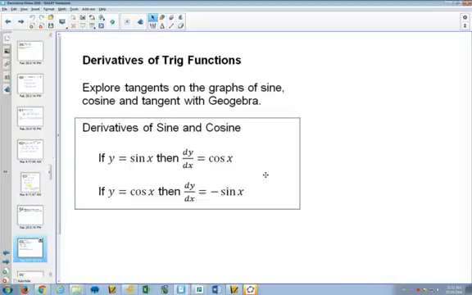So for our derivatives of our trig functions, we're going to start with sine and cosine. Then we're going to move on to look at tangent and some of our reciprocal functions. But to start off, we're going to look at some GeoGebra applets of these. We're going to start with sine.